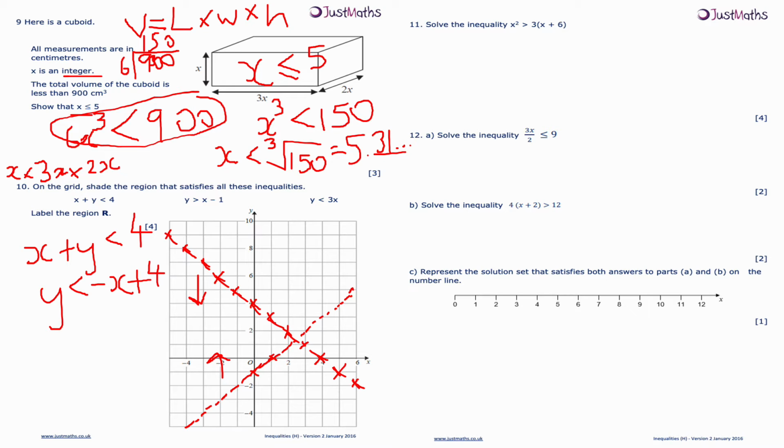And last one is y is less than 3x. Well, it goes through the origin and it's got a gradient of 3. So along 1 and then up 3. Okay, so it looks something like this, along 1 and then down 3, along 1, then down 3. Obviously it is off the page here, but you get the idea. So if I just do, again, it's a dashed line because it is a less than, okay.